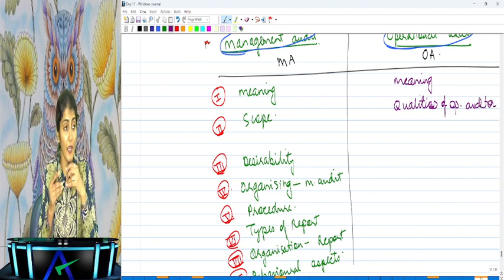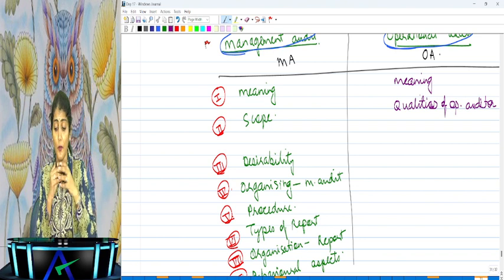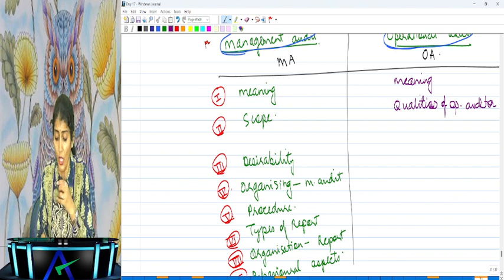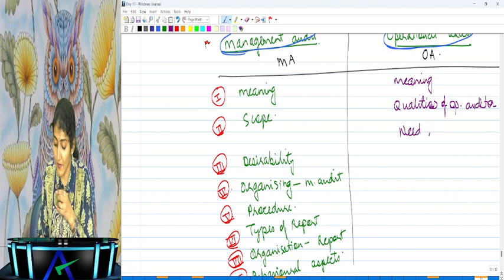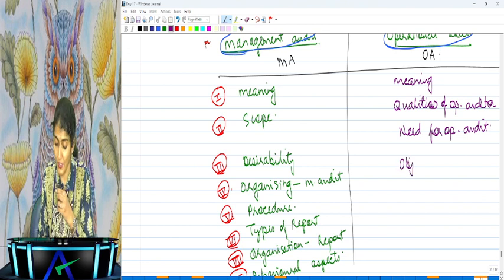Some time back we had seen the qualities of the internal auditor. Now we are going to look into the qualities of the operational auditor. Then what is the need for operational audit? From where came the need for getting an operational audit done? Then after that you have a question on the objectives of operational audit.